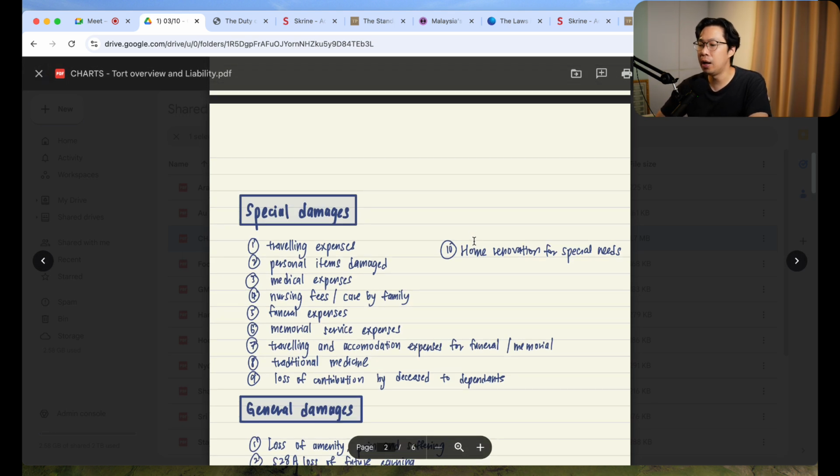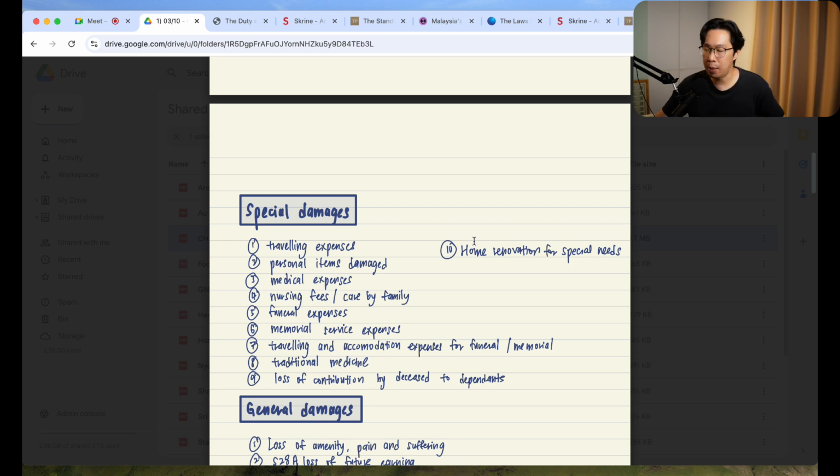So what are some of the special damages? Special damages are where you know the exact amount that you want to claim. There is an exact amount. There is no need for the court or registrar to assess the damages. For example, traveling expenses. You stay in a hospital for 6 months. Every day your wife takes Grab to go to the hospital, to and fro, total is 30 ringgit. So times 6 months. This is the amount you want to claim.